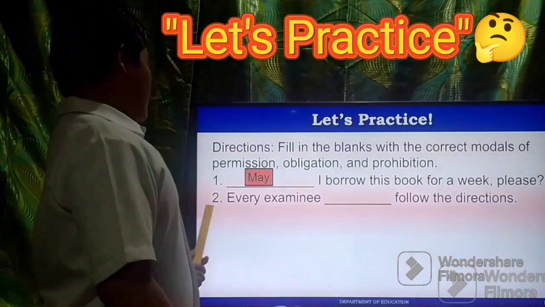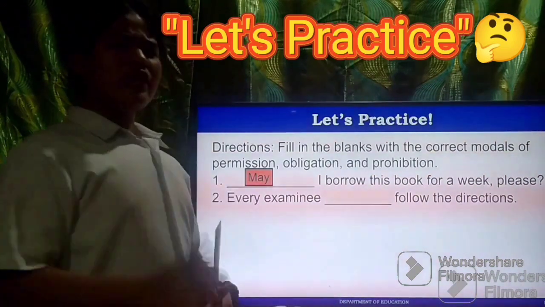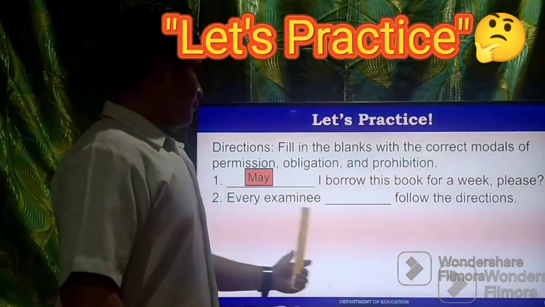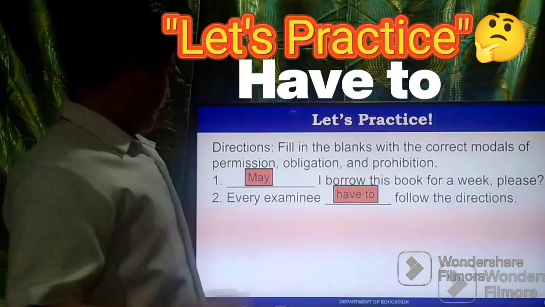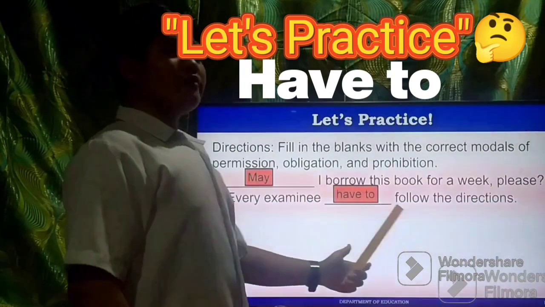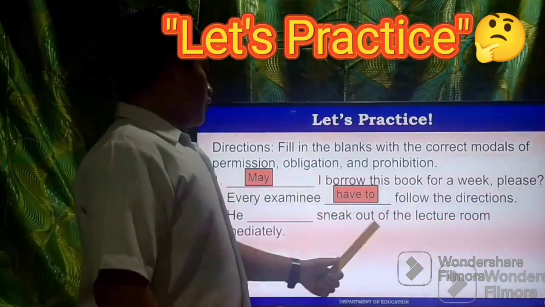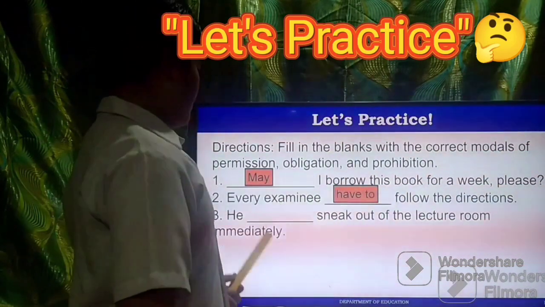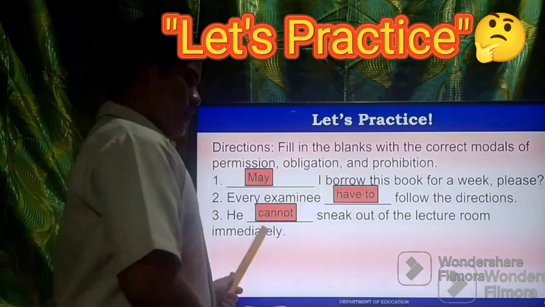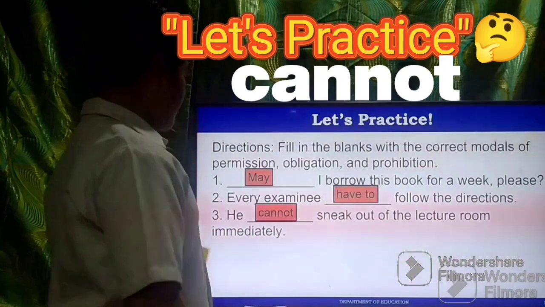Number 2. Every examinee blank follow the directions. What do you think is the correct modal in this blank? If your answer is have to, you are correct. Every examinee has to follow the directions. Number 3. He blank sneak out of the lecture room immediately. What do you think is the correct modal in this blank? If your answer is cannot, you are correct. He cannot sneak out of the lecture room immediately.